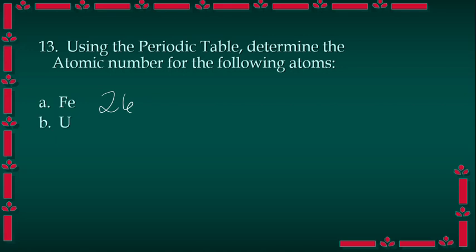Uranium. Ariel. Where's your periodic table? How would you know this? You kind of lost it. That's kind of bad. So walk over here, grab one, and find uranium. Let's go quickly.